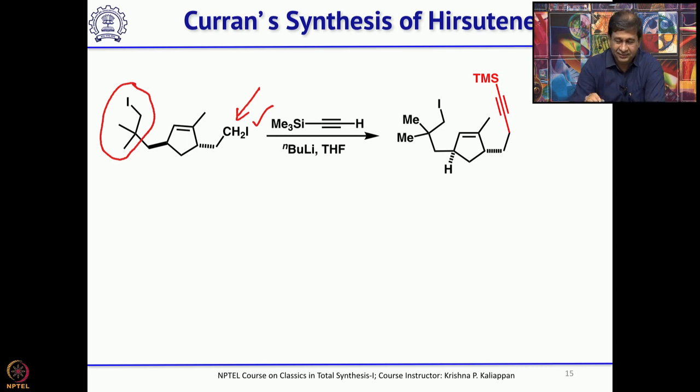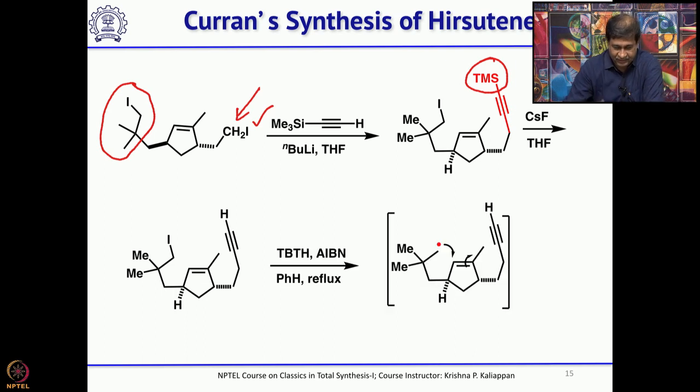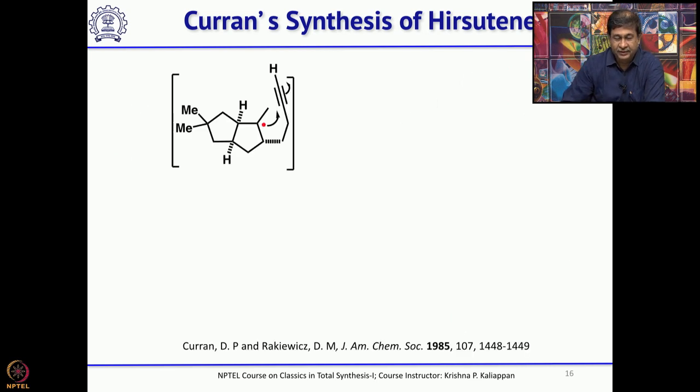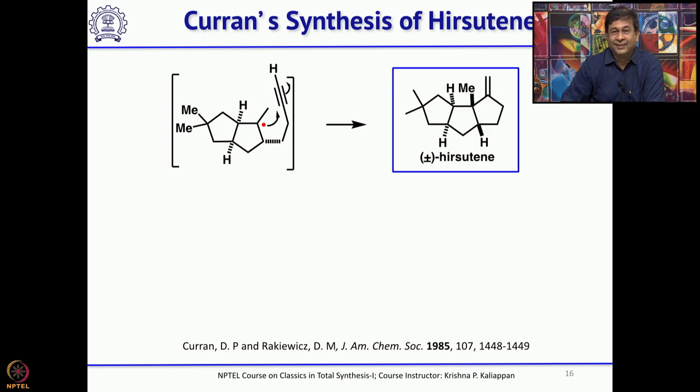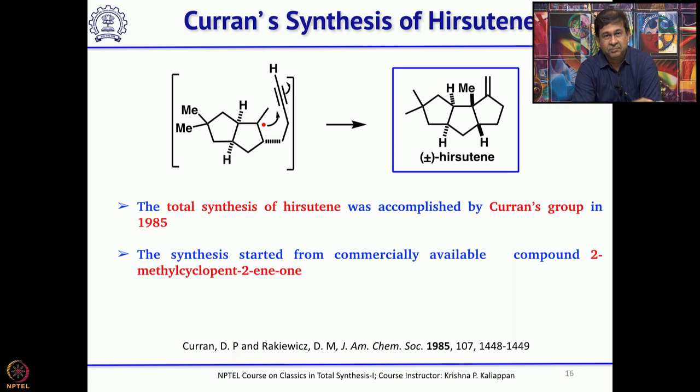And for the radical cyclisation, you don't need this TMS. So just remove it with a fluoride source. Cesium fluoride will remove the TMS, and that sets the stage for the key radical cyclisation. As you can see here, it undergoes a tandem 5-exo trig followed by 5-exo dig radical cyclisation to give the natural product hirsutin.